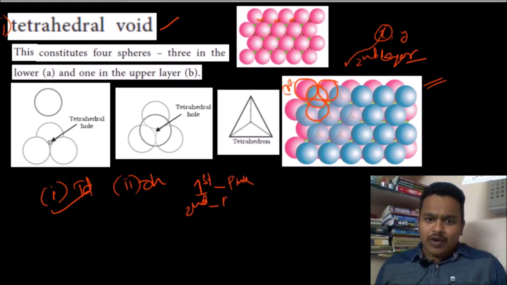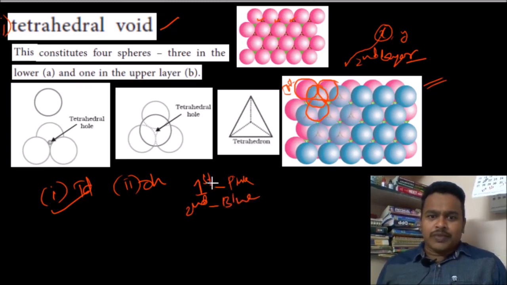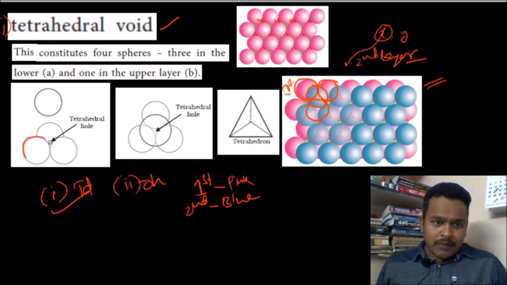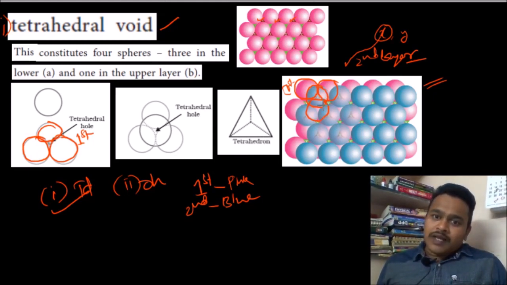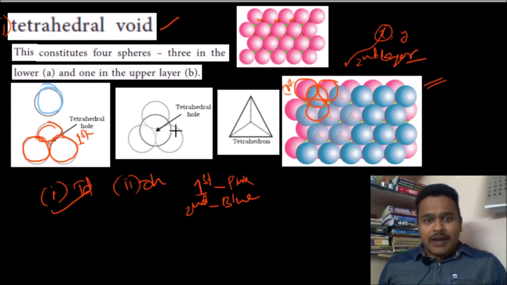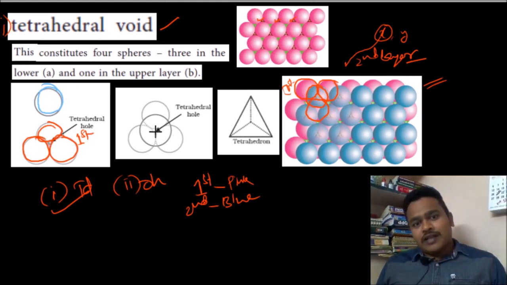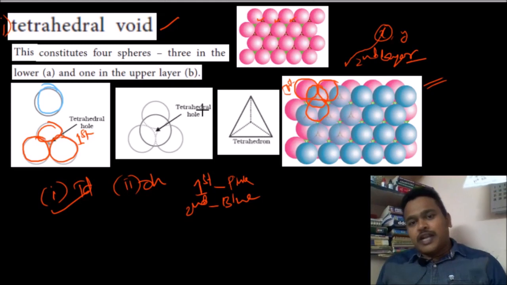The second layer we are going to show with the blue color. See, three pink spheres. Observe here: 1, 2, 3. Which layer is it in? First layer. Then one sphere from the second layer, that is a blue sphere. See, they combinedly give this type of void. The gap is formed. You have to assume it three dimensionally.